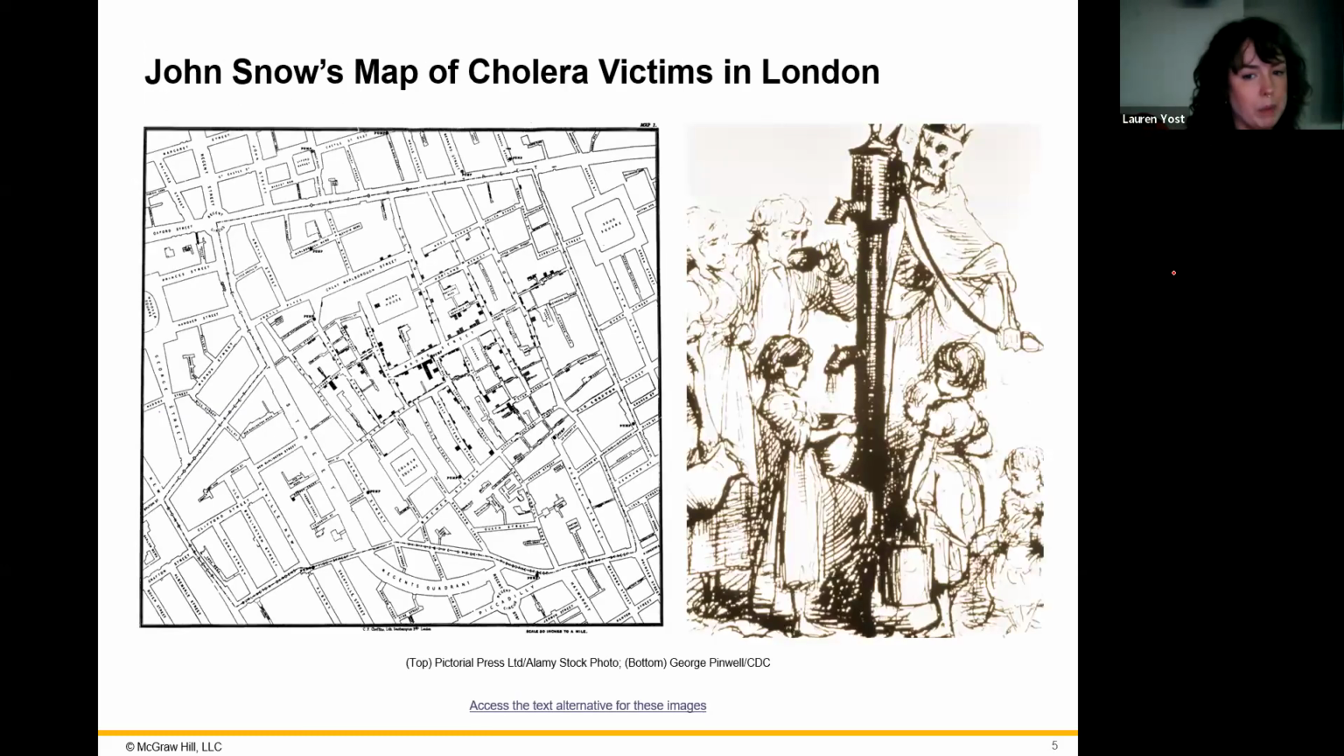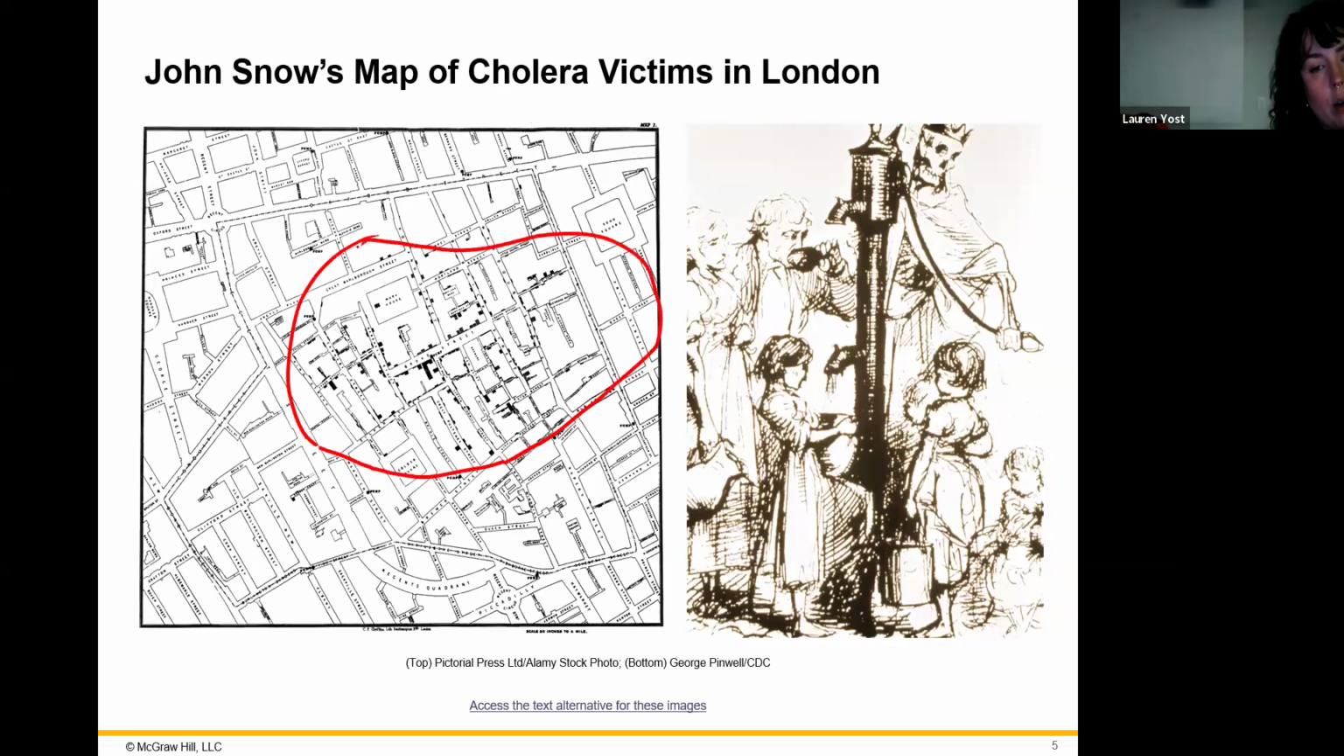So this was how he had mapped it out. We have these darker spot areas of households or other locations that did in fact have cholera, and it just is going to be centering around the center of the city where the water was coming from. And then of course this picture of death providing water to everybody.